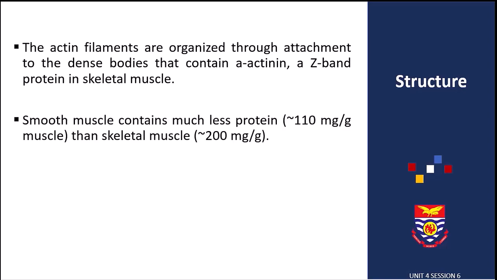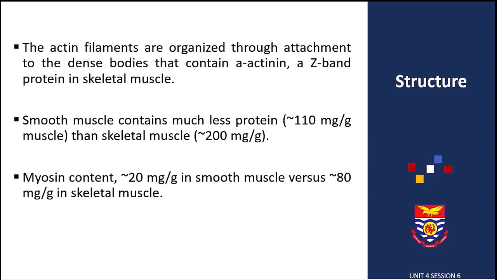The smooth muscle contains much less protein as compared to the skeletal muscle. For instance, the myosin content of the smooth muscle is 20 milligrams per gram as compared to the skeletal muscle, which is 80 milligrams per gram. Also, the smooth muscle does not contain troponin, however it contains other thin filament proteins.